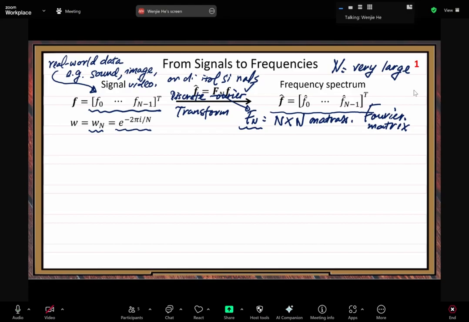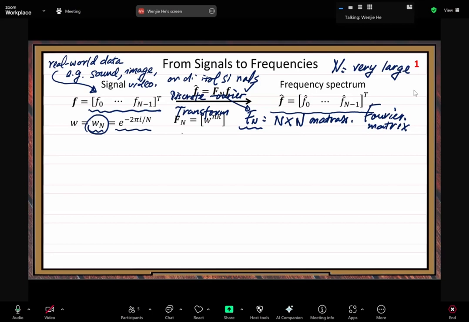Description, yeah. All right. So then, we only need this Wn number. Then we just take a certain degree, the power of this number. Then we can get all the entries of the Fourier matrix. Okay, so that's simple.